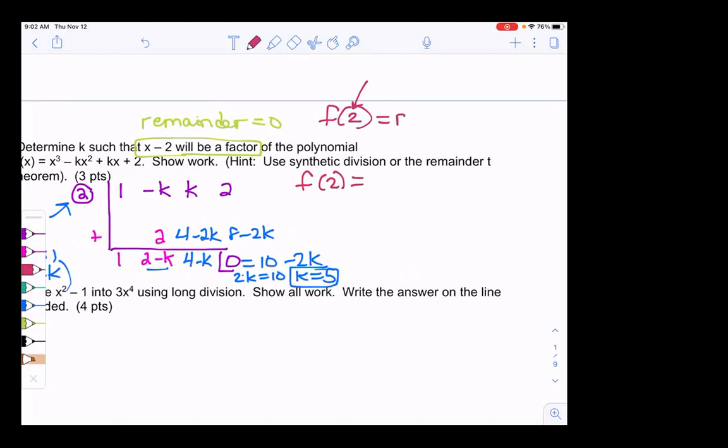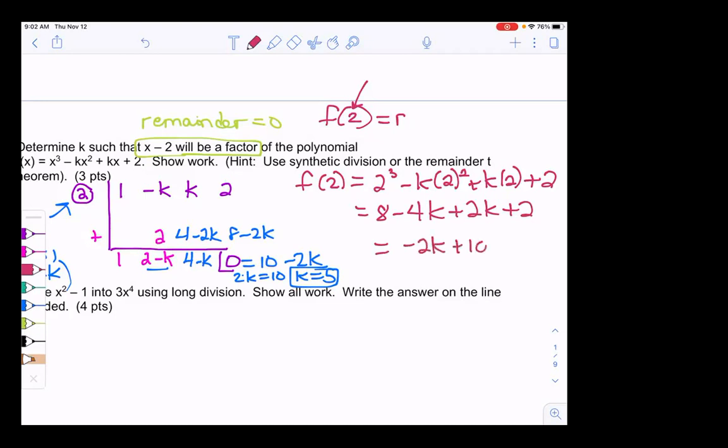So in my function, I have x cubed, so now I have 2 cubed. I have minus k times x squared. I have plus k times x, and then I have plus 2. So synthetic division, I kept the k as the coefficient. The remainder theorem, I'm replacing x with its value. And then if I work through this, this is an 8, this is a 4k, a 2k, and a 2. Combining my like terms, I end up with negative 2k plus 10. Notice it's the same thing that I got from my remainder.